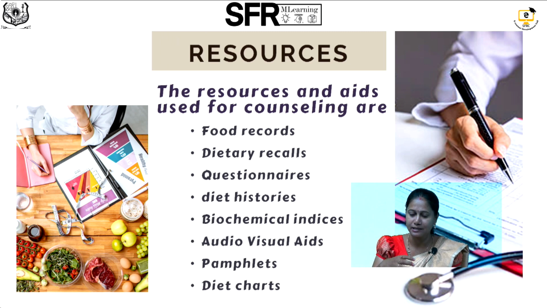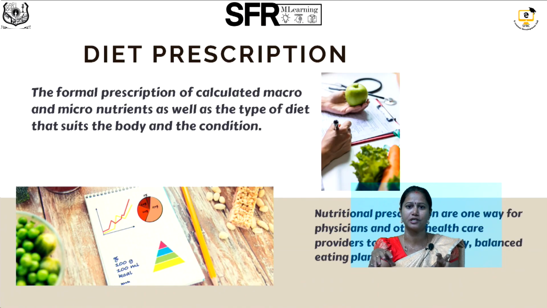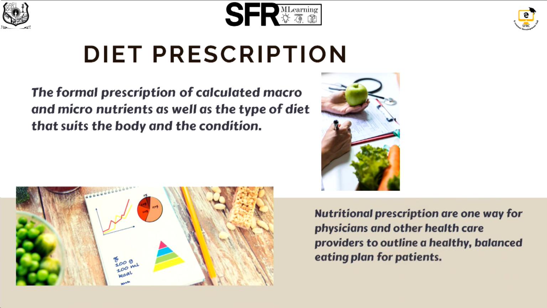For instance, if you have a pediatric patient, unless you give them very colorful charts, you will not be able to tell them about the different kinds of food they can include in their diet. So with the help of a colorful chart, you can provide the various information you want to give them. The final thing in this module is how to end a counseling session.